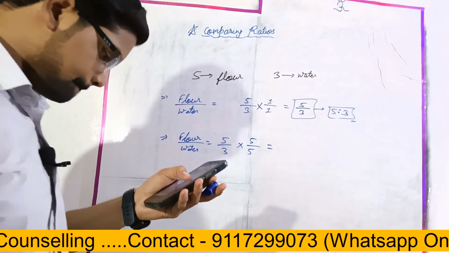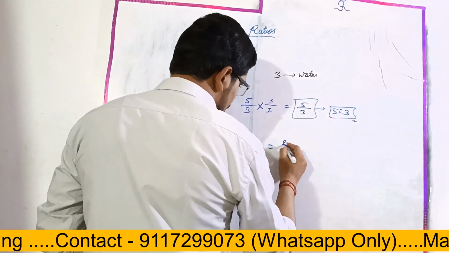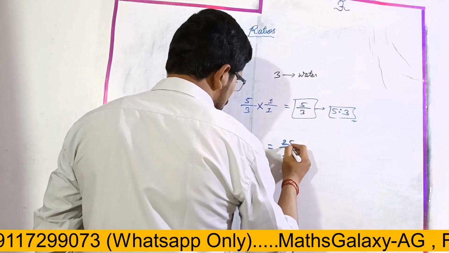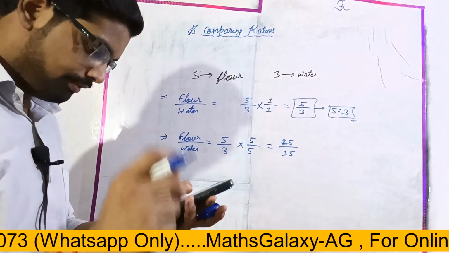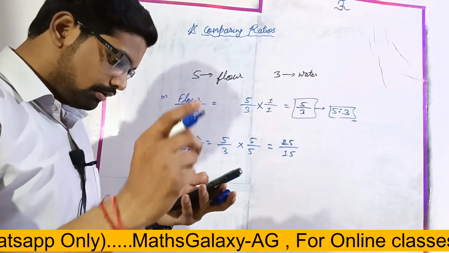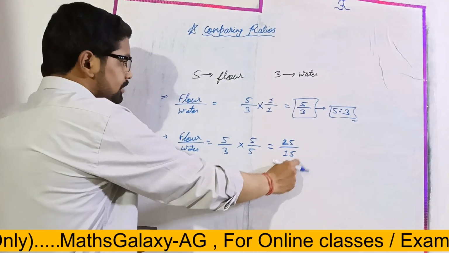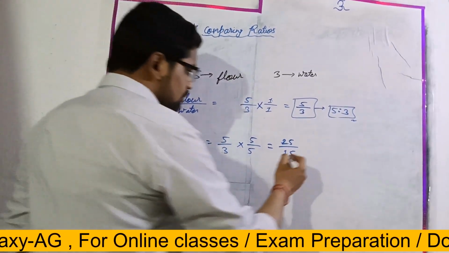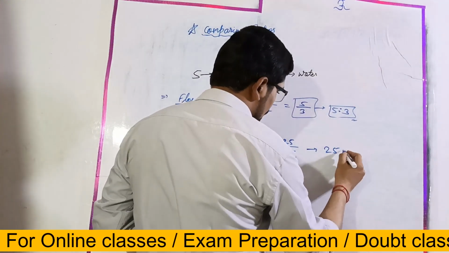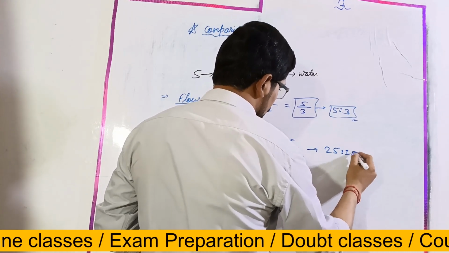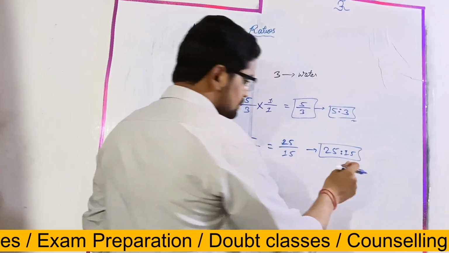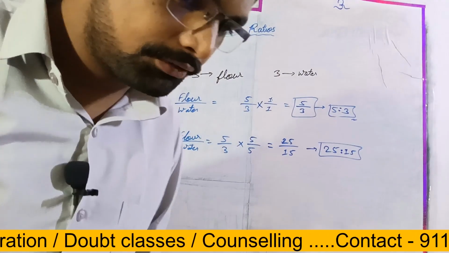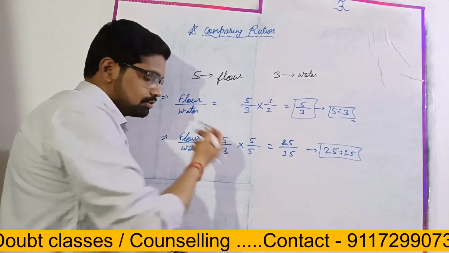That will be 25 by 15. It means she should take 25 cups of flour and 15 cups of water. Is it clear? And in the ratio it will become 25:15, है ना? And when you change it into simplest form, it will come to 5:3 again.